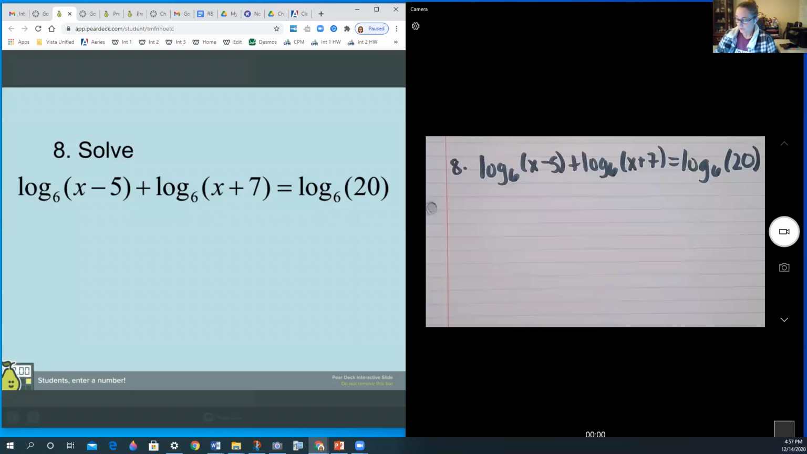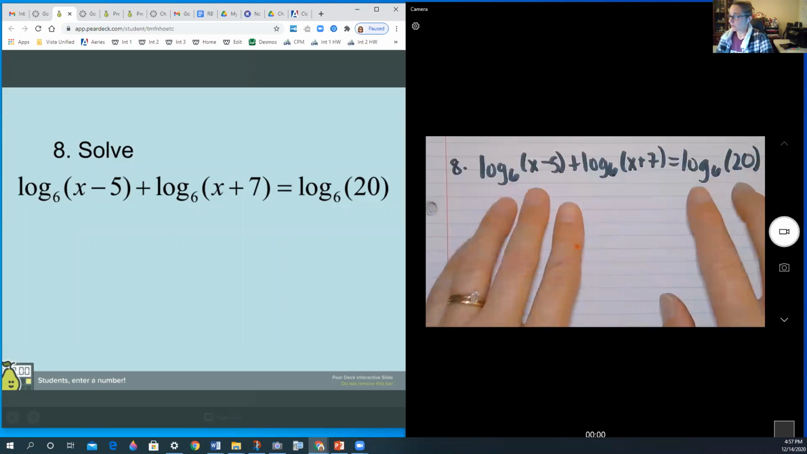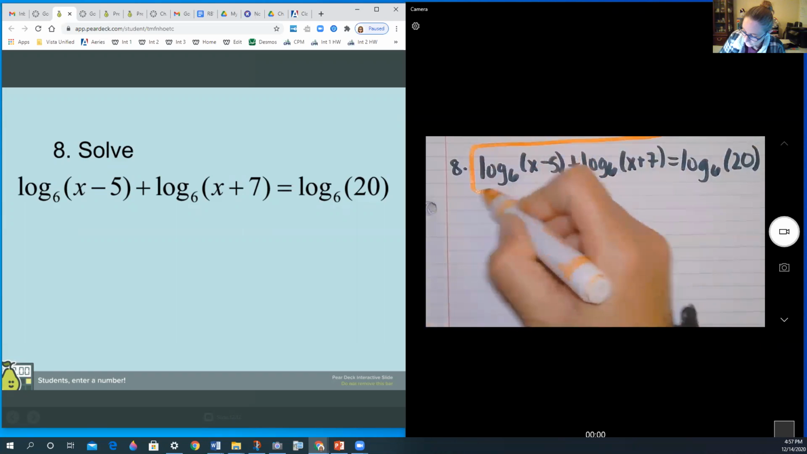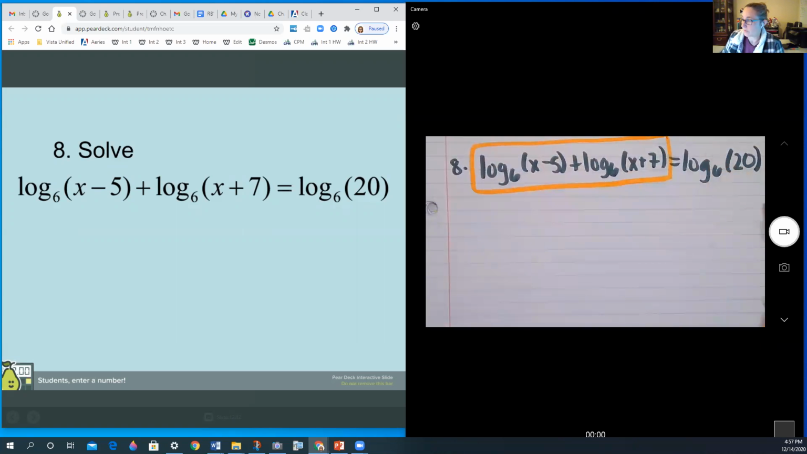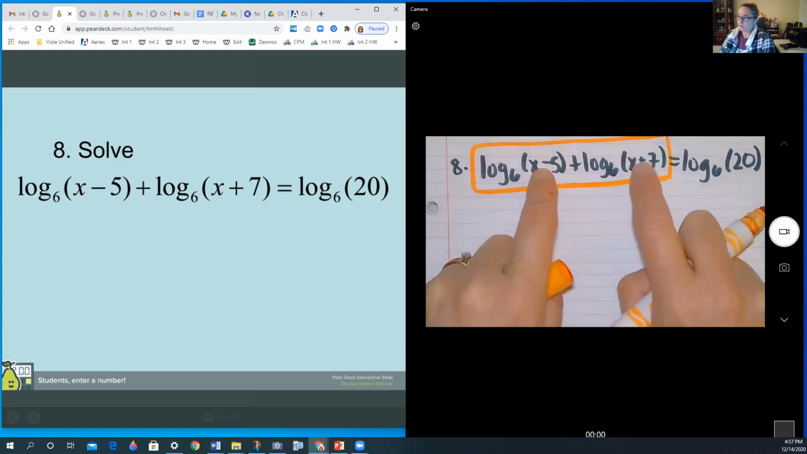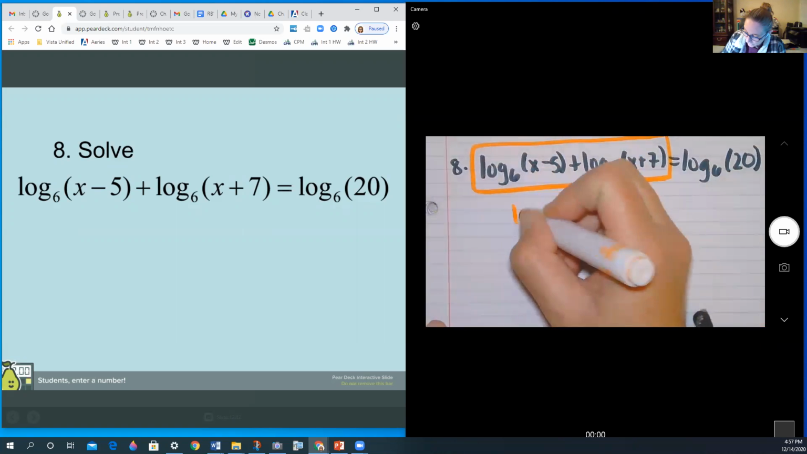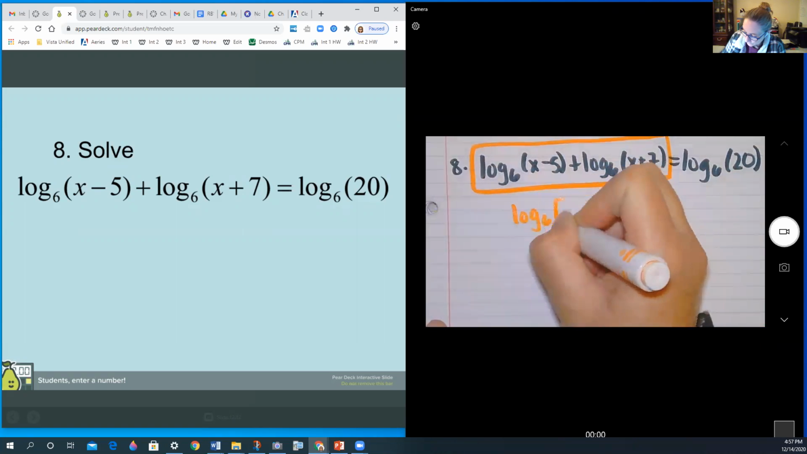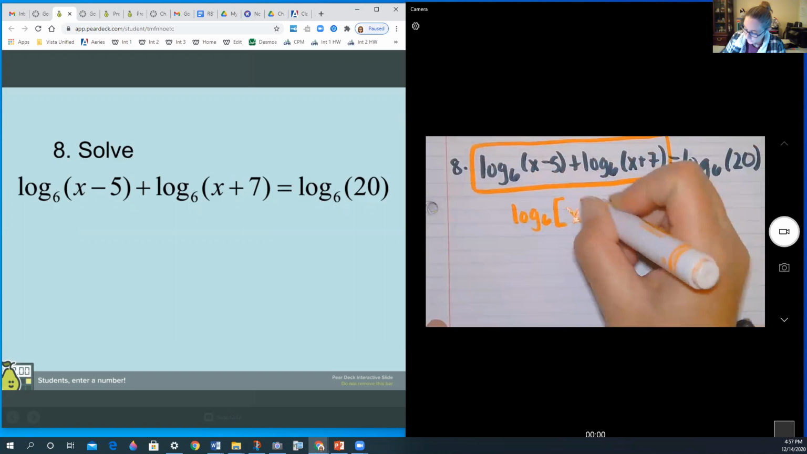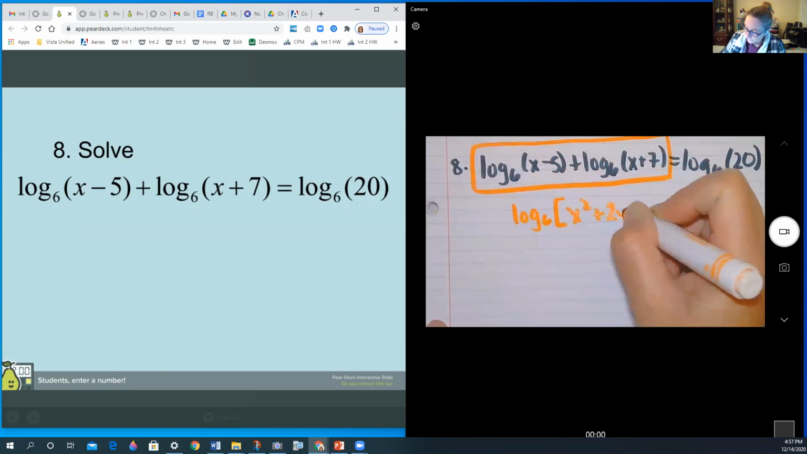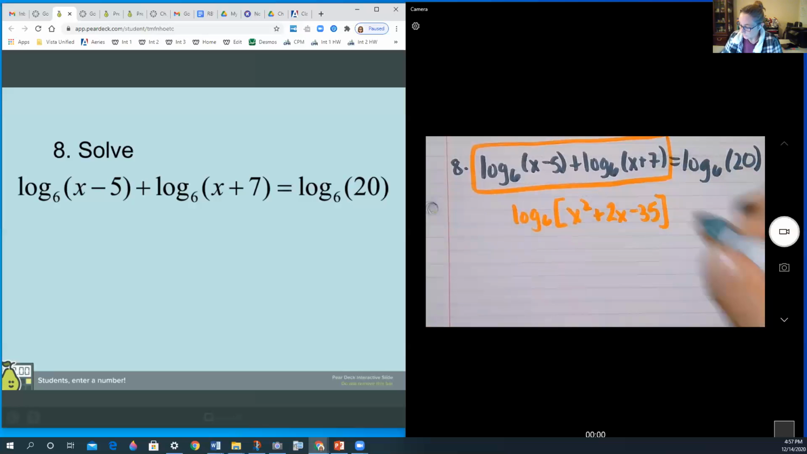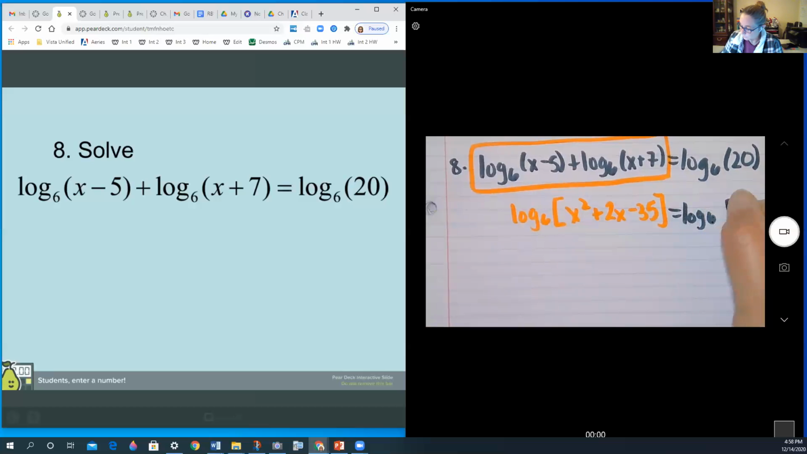This one's different than the last one because I do have logs on both sides. I also have over here two logs, and I want to make this into a single logarithm. When you have a plus, you take what you're taking the log of here, x minus 5, times what you're taking the log of here. So I'm going to have log base 6 of, and when I do that math and take x minus 5 times x plus 7, I'm going to get x squared plus 2x minus 35. And then that's going to equal log base 6 of 20.